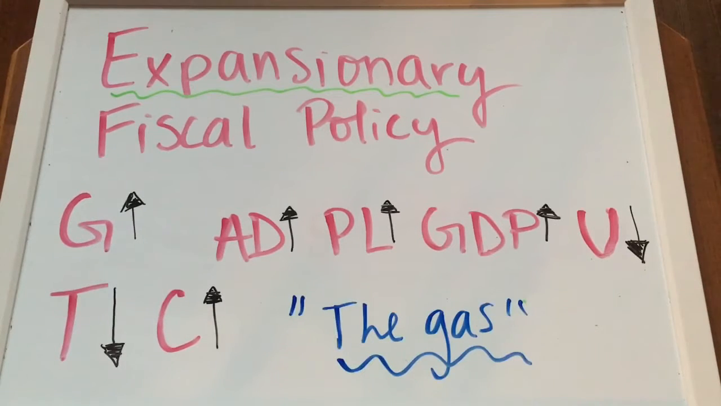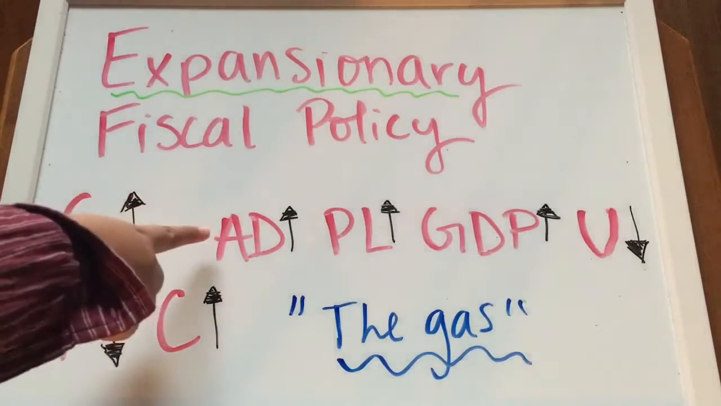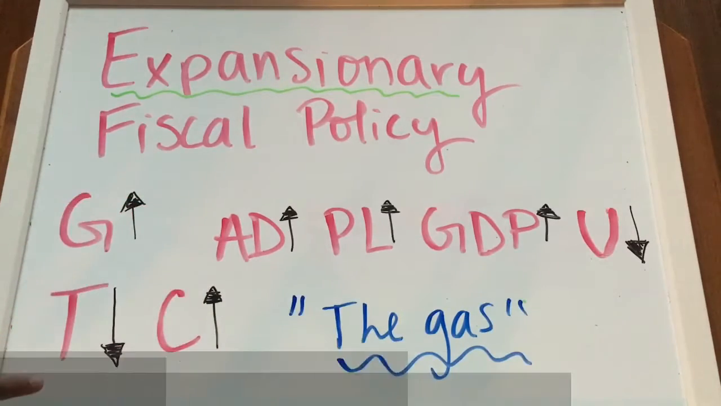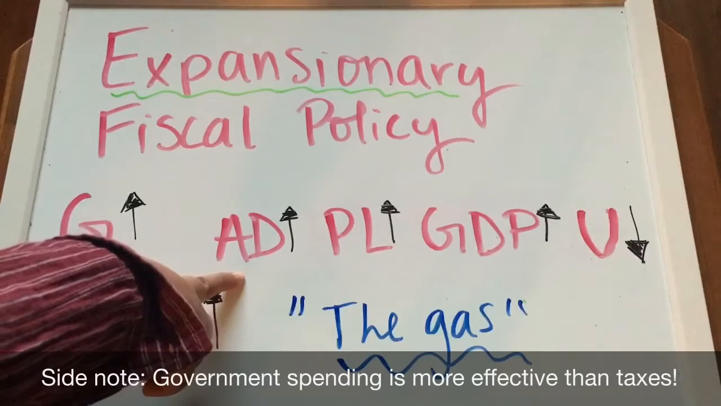Now to the arrows. When the government wants to do expansionary fiscal policy, they will increase government spending or decrease taxes. Or they can do both. So let's say the government of a country uses both tools. When the government increases government spending, it will immediately go to aggregate demand. And when the government decreases taxes, it will then lead to an increase in consumer spending and then go to an increase in aggregate demand.